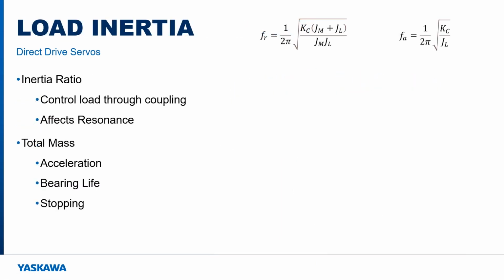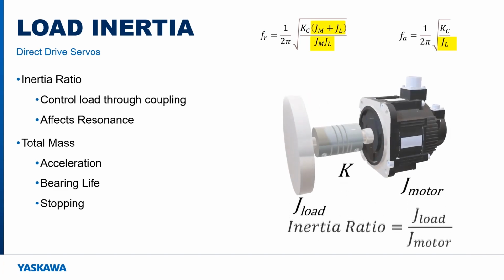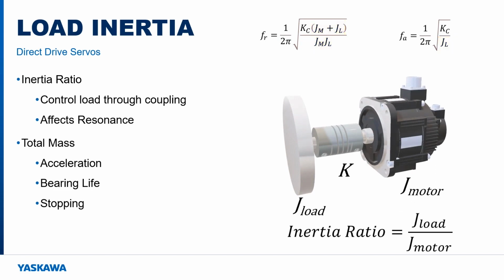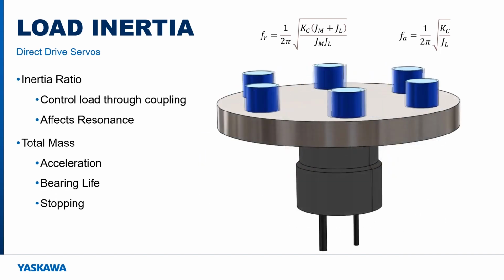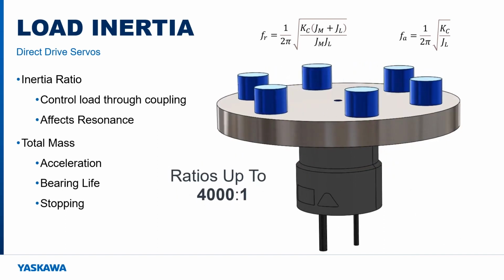Resonant frequency is also a function of load inertia and motor inertia. This is summarized in a key performance metric called the load-to-motor inertia ratio. Servo systems are commonly sized for a load-to-motor inertia ratio less than 10:1 for acceptable control of the load by the motor through the flexible coupling. Direct drive applications don't use a flexible coupling and therefore can support much higher inertia ratios.